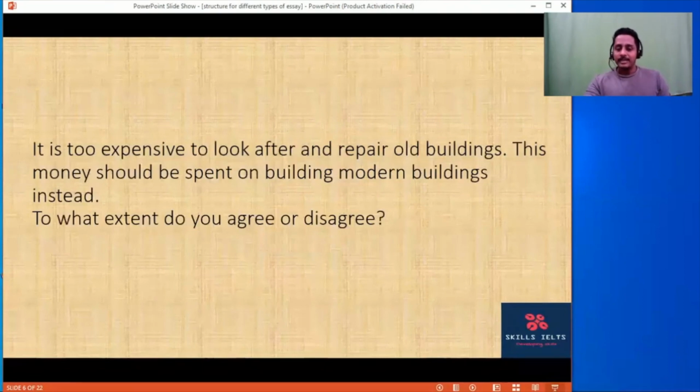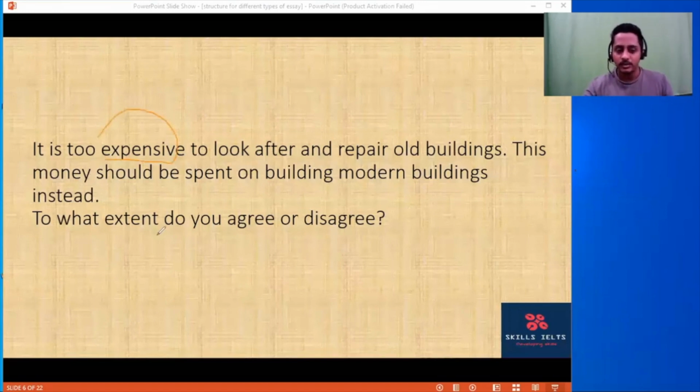Great. Okay, let's have a look at this question. It is too expensive to look after and repair the old buildings. They're basically talking about renovation. This repairing is not just collapsing it, it's repair. There is a very old building, you should repair it. It is too expensive to repair. This money should be spent on building modern buildings. You just don't care about that. Rather, you spend the money on new buildings. Why renovate the old building? Because it is too expensive. To what extent do you agree or disagree?